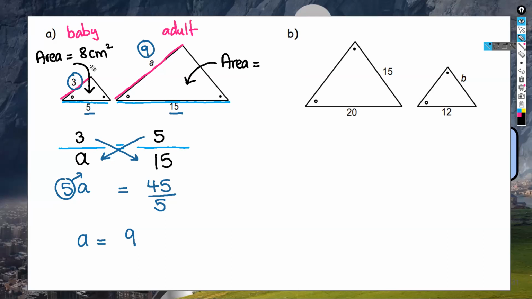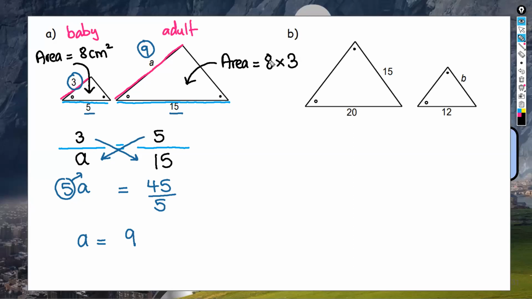So the area of the smaller triangle, the baby triangle, is 8 centimeters squared. Common sense would say that if the sides got 3 times longer, then the area should also get 3 times longer. How many of you did this? You take the area and multiply it by 3 and get 24 centimeters squared. I would have done that in school too, but that is wrong.